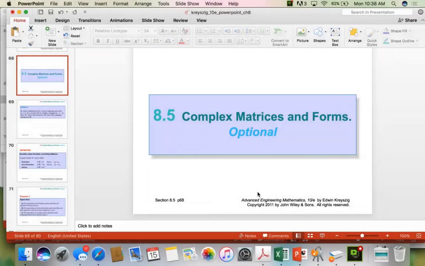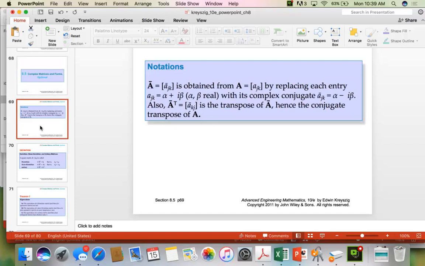In this lecture, we want to discuss complex matrices and the forms of complex matrices. So this is going to be very similar to when we discussed symmetric, skew-symmetric, and orthogonal, but it's possible to have in a matrix elements that are complex numbers. So first, a little definition.